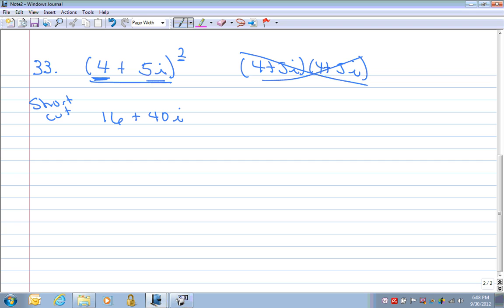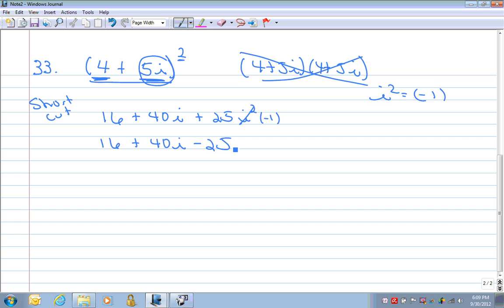And then we're going to take the last term and we're going to square it. Now that gets a little trickier with complex numbers. 5 squared would be 25, and i squared would be i squared. And hopefully you remember that i squared is equal to negative 1. So this is like saying 25 times negative 1, which would make it minus 25. So we'd have 16 plus 40i minus 25.